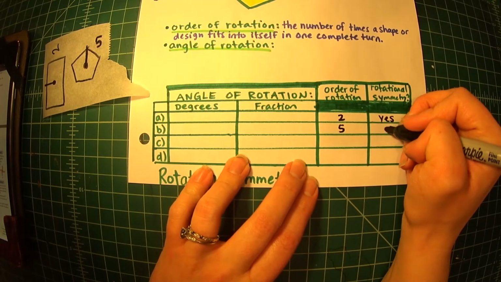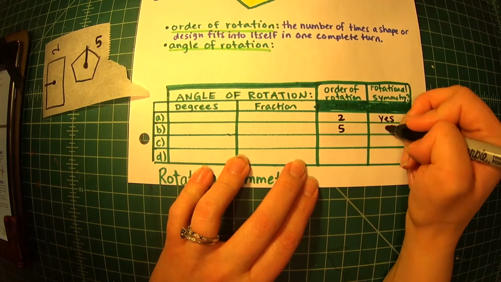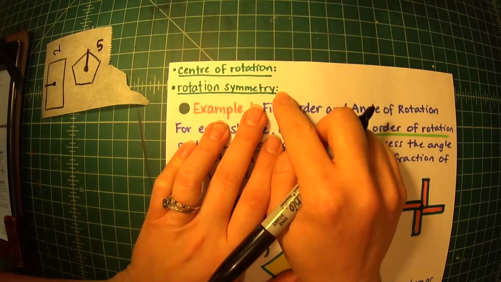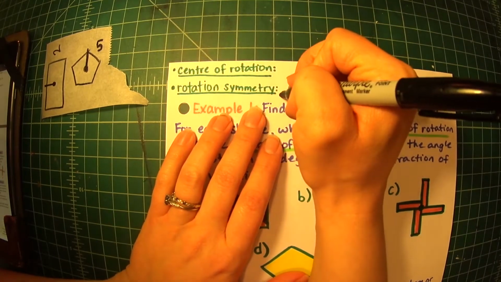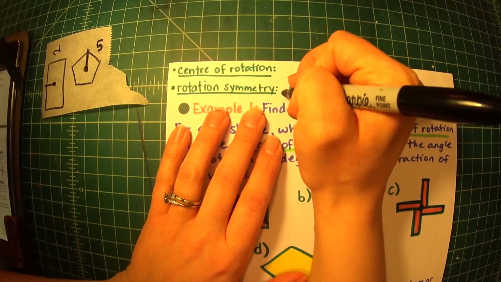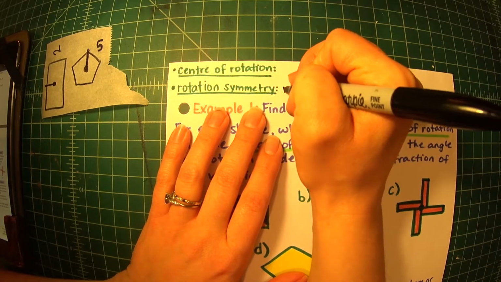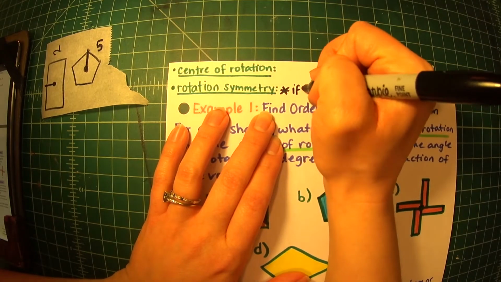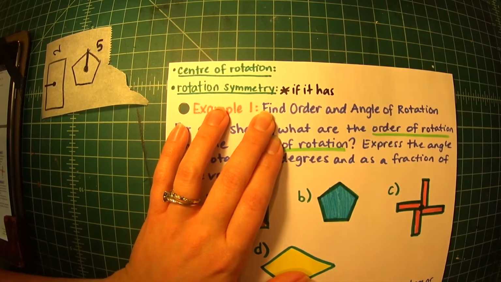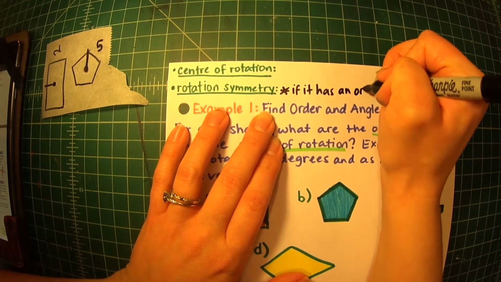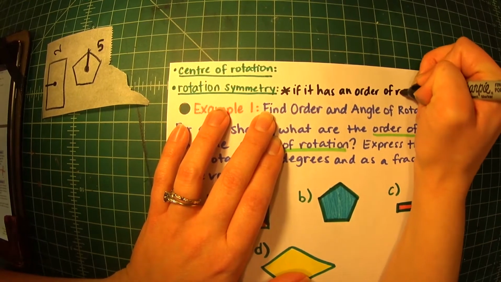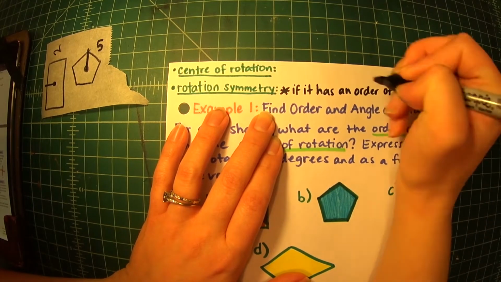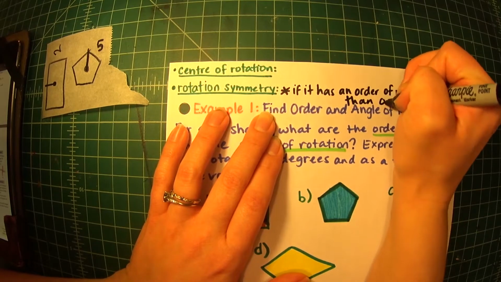So does it have rotational symmetry? Well, that's more than 1, so yes. So we can even add to our little definition of rotation symmetry. I know you already have something written there, but you can just put a little star underneath and say if it has an order of rotation greater than 1.